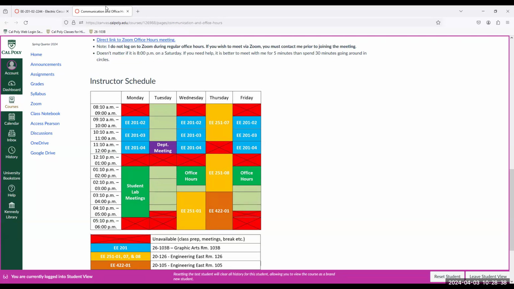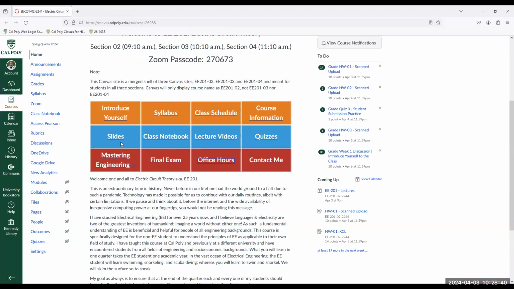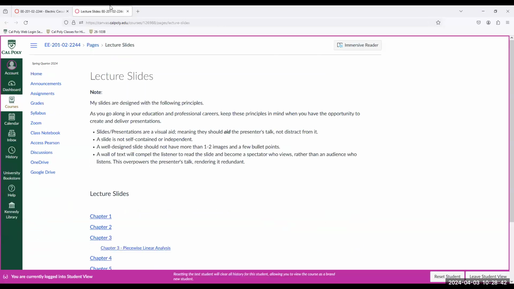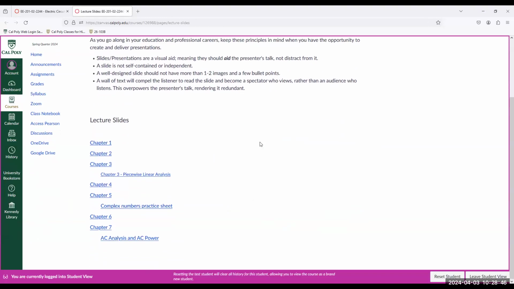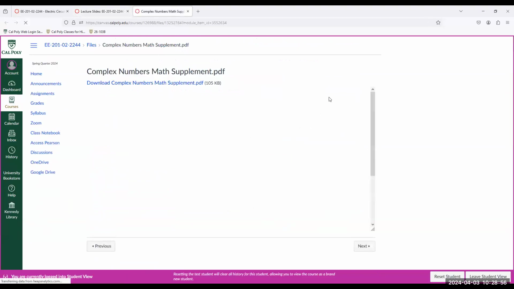Let's see. So that's office hours, and then class material slides are already up there. I also stated this in my email. Download it any way you want. You can print it out. You can have it on your tablets, your laptops. There's a complex numbers practice sheet where you will be required to do complex math later on in this quarter in a few weeks.